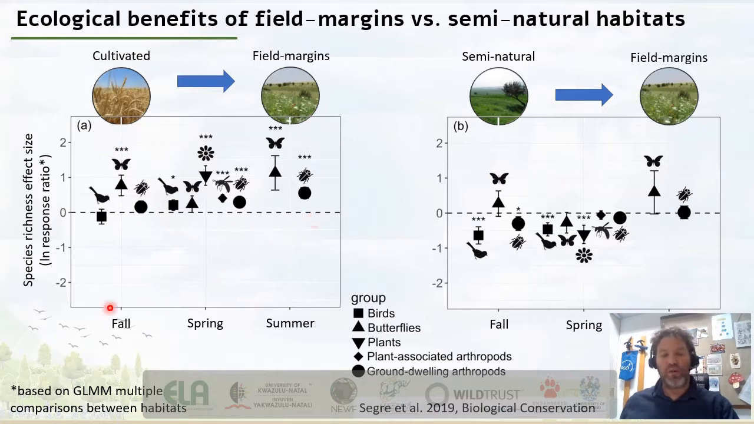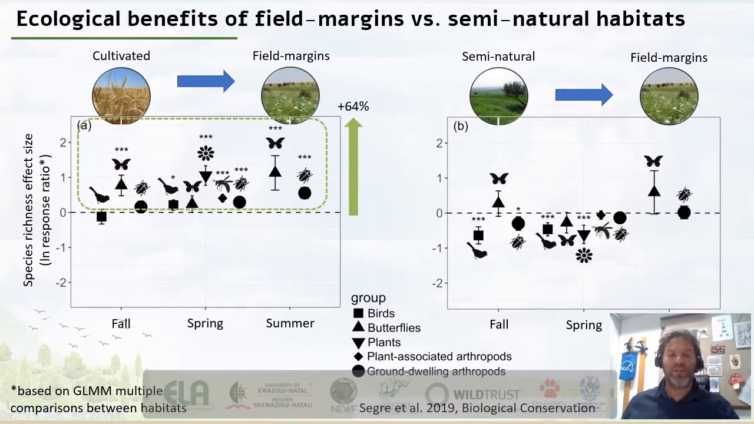And here we look at different seasons. We look at the fall, at the spring, and at the summer. And in general, the trends are positive. And if you summarize it all, it's increased something like 64% of biodiversity with this very narrow 6-10 meters field margin.